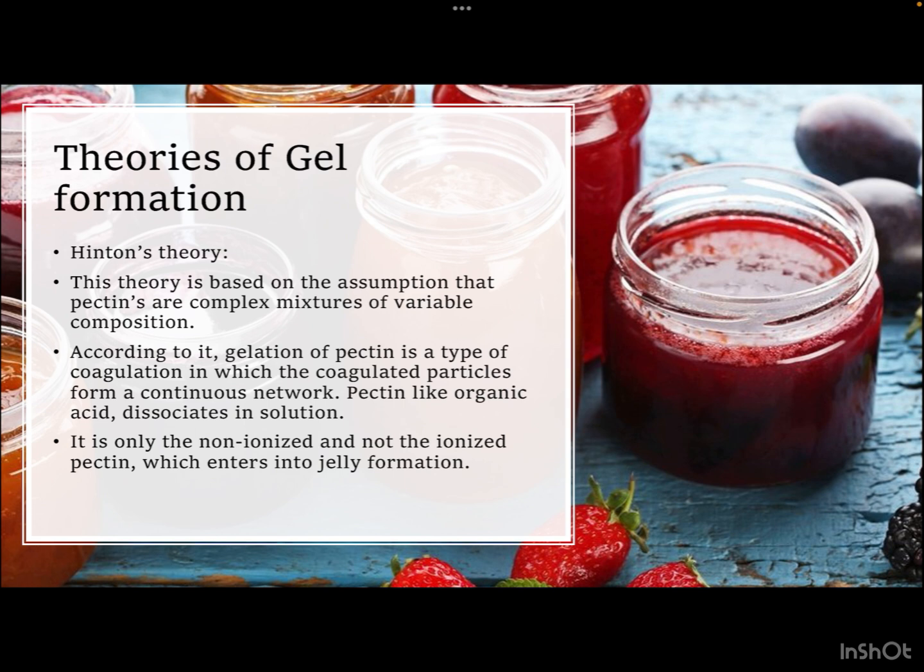The next theory is hindrance theory. This theory is based on the assumption that pectins are a complex mixture of variable composition. According to it, gelation of pectin is a type of coagulation in which the coagulated particles form a continuous network. Pectin, like organic acid, dissociates in solution. It is only the non-dissociated or unionized part, and not the ionized part, that enters into jelly formation.